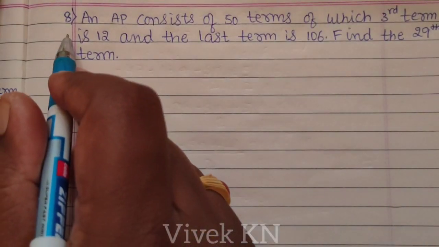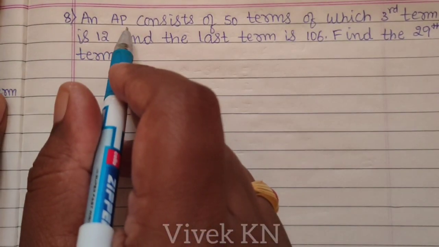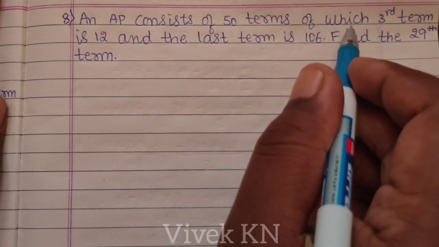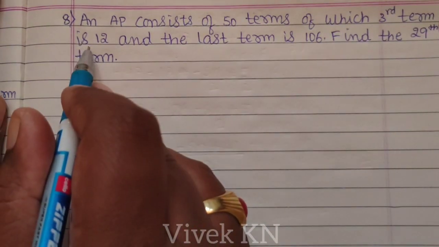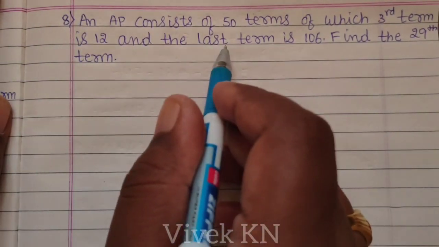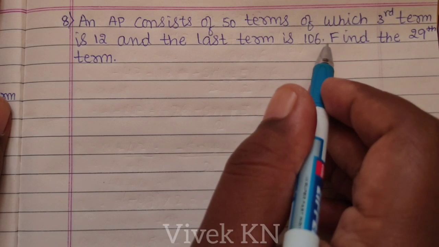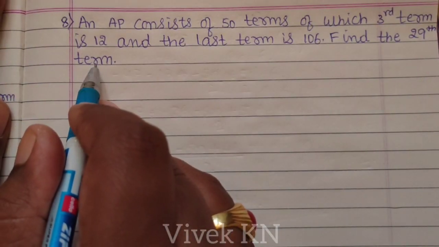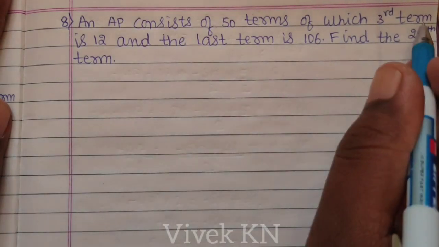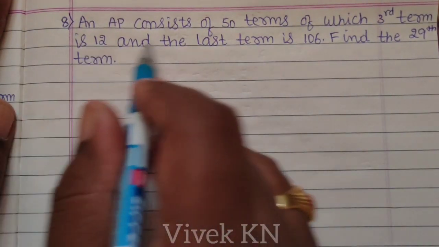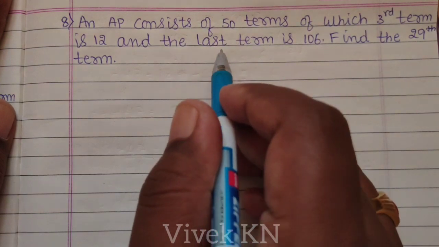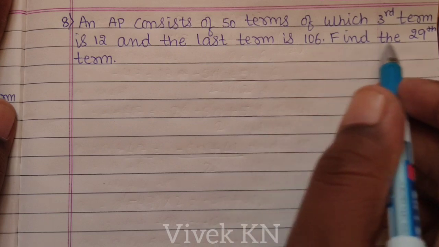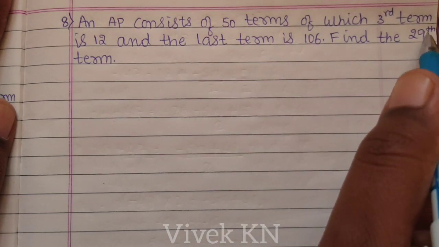Next, 8th question. An arithmetic progression consists of 50 terms, of which the third term is 12 and the last term is 106. Find the 29th term. Here in this question, the third term value is given and the value of n and the value of an is given, and then we have to find out the value of the 29th term.